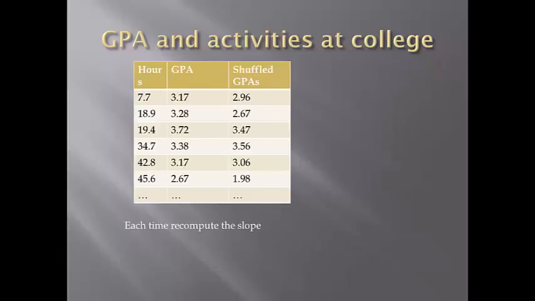Here's an example of the shuffled GPAs as well as the real GPA. So you can see now we've mixed up the GPAs and assigned them to an hour. Each time we do this, you get a new scatter plot, you recompute the slope. You can do this by hand, though it's very tedious and cumbersome because the slope computation has a very ugly formula, or you can just do this using a computer and recompute and get many, many slopes to round out the simulation step of the 3S process.